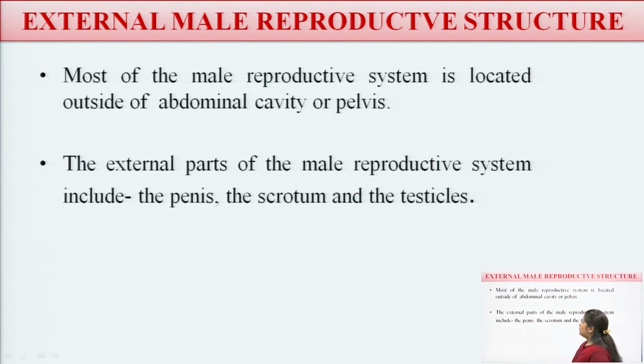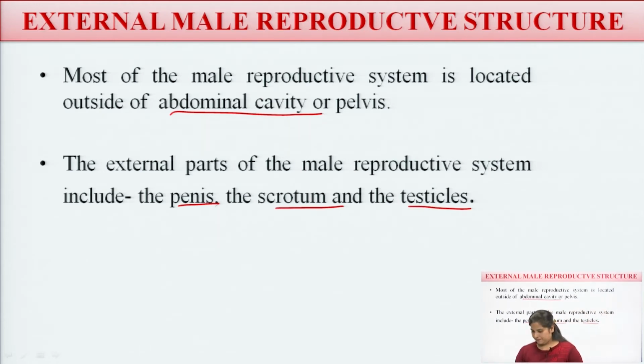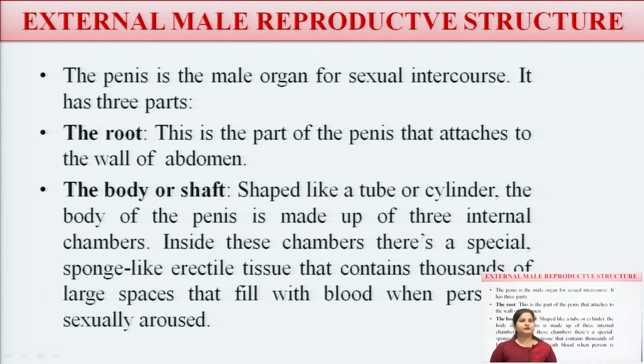Now, most of the male reproductive system is located outside the abdominal cavity or the pelvis. The external parts of the male reproductive system include the penis, scrotum and testicles. These are the external male reproductive organs. So the first is the penis.